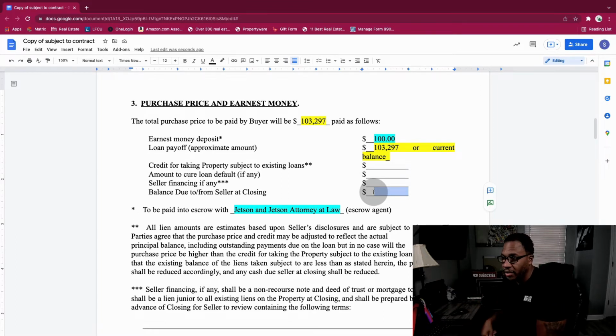It's just a courtesy. They are allowing you to take their property subject to. You're getting it as a great deal. Be a giver, not a taker. Go ahead and pay their closing costs. And then this is going to be the escrow agent.